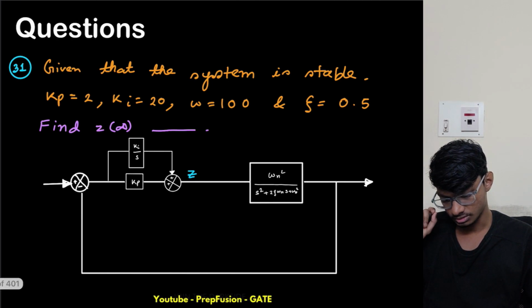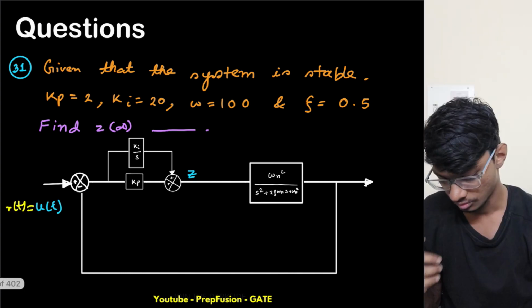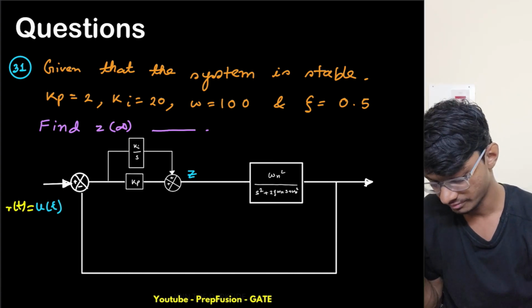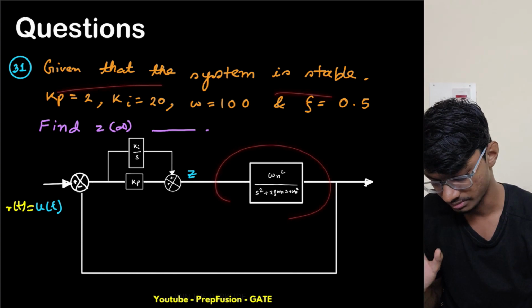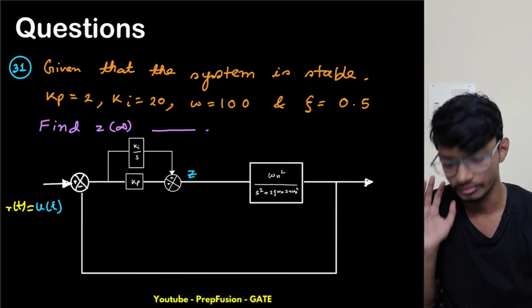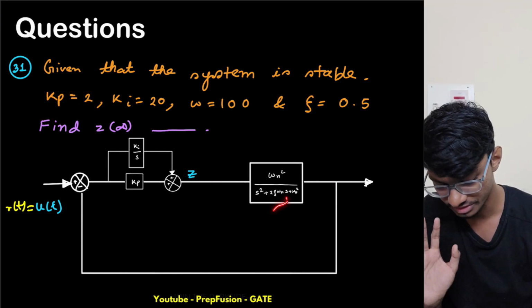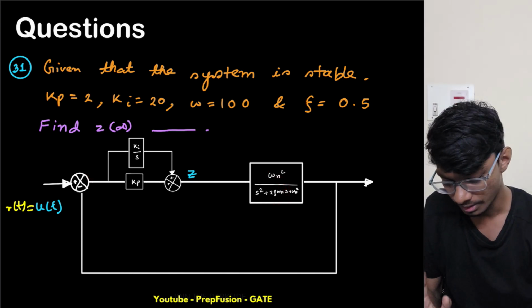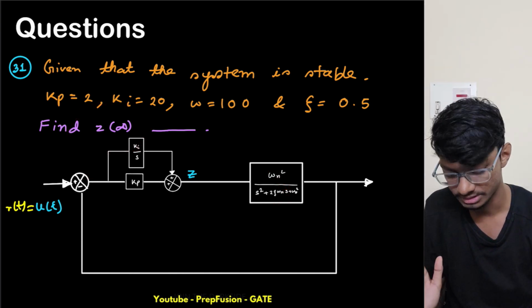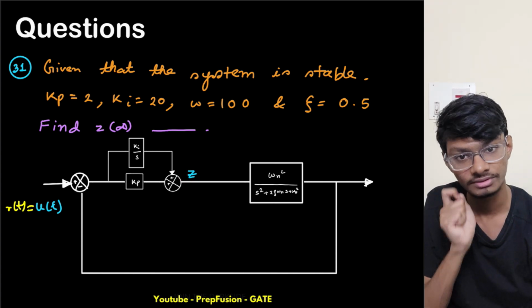So that is for this question. Let's go to the last question. What is the next question telling us? It is given that the system is stable. We haven't been given the kp and ki, all these coefficients were given, but we have to find z of infinity. Where is z? Z is here, and we have to find the steady state value of z.